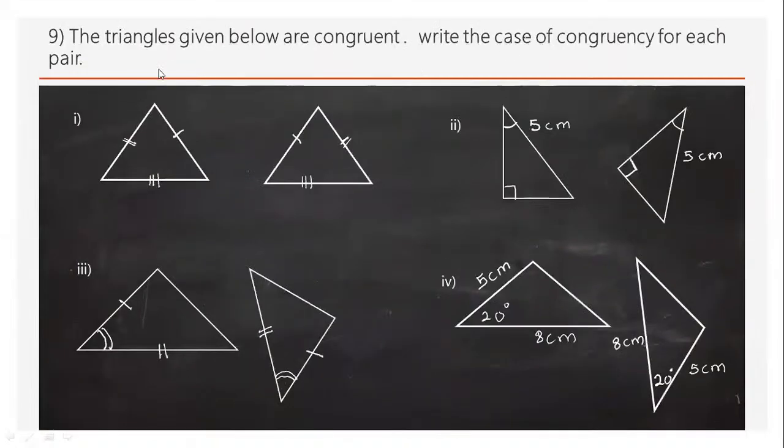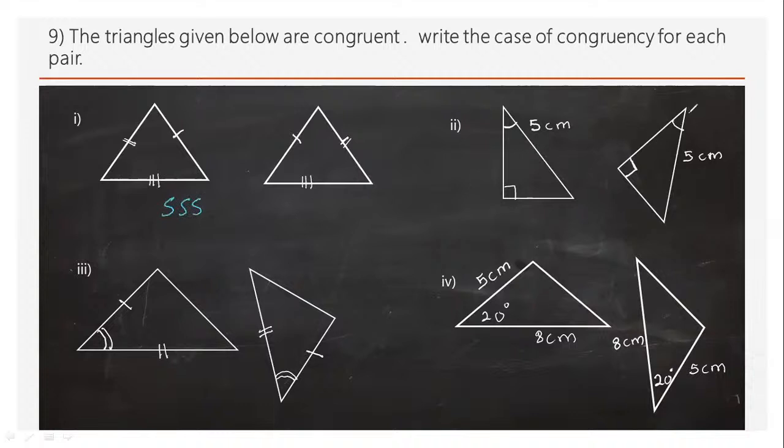Now, the triangles given below are congruent. Right? Write the case of congruency for each pair. Only you have to write the congruency. No need to prove, no need to write anything in front of this. You have to look at this and write the congruency. This side, this side, this side, this side, this side, this side. Then you can write side, side, side.